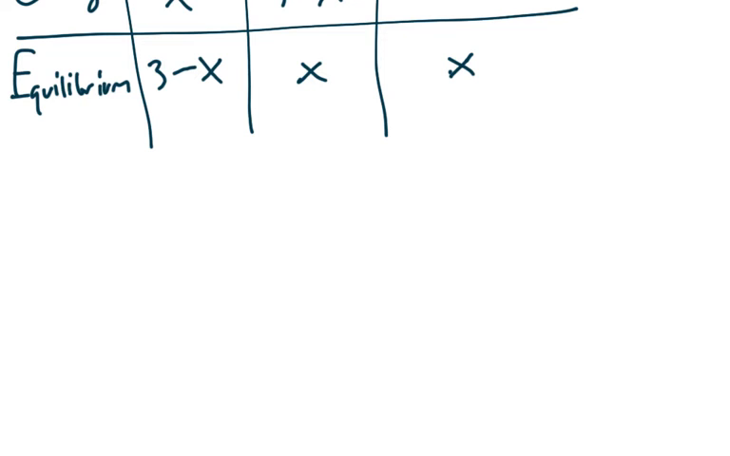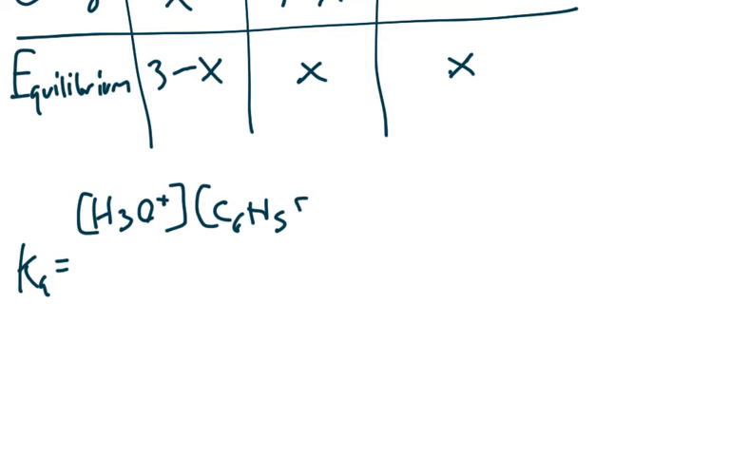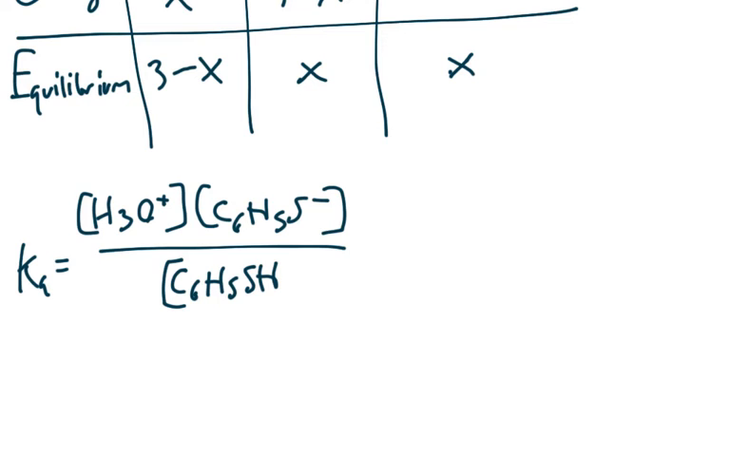So our products are H3O plus and not OH minus, come on. It's going to be C6H5S minus. That's what we're making. I'm too stuck on KW. And then we have thiophenol in the bottom. So we can put numbers into this now.